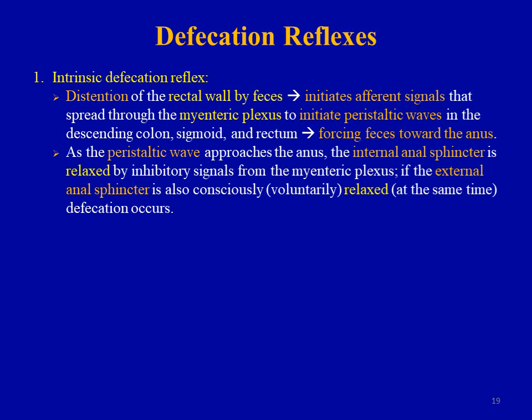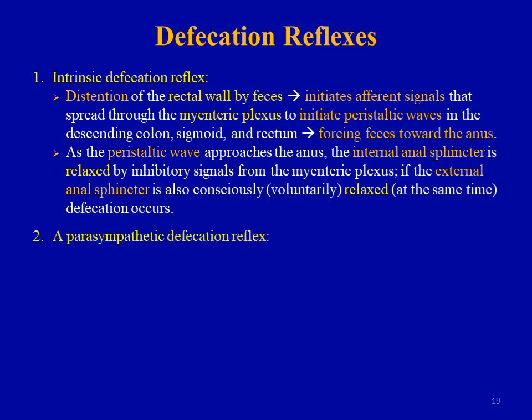As the peristaltic wave approaches the anus, the internal anal sphincter is relaxed by inhibitory signals from the myenteric plexus. If the external anal sphincter is also consciously or voluntarily relaxed at the same time, defecation will occur.